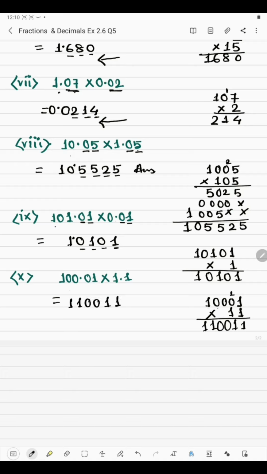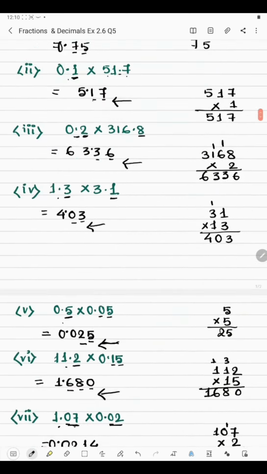So we have 110011. Now we'll check the number of places after the decimal. Here 2, here 1, right? So in the answer the number of digits after the decimal will be 3, because here we have 2 and here we have 1. So 2 plus 1 is 3. So 1, 2, 3, the point will be here. So the answer of the last part is 110.011. So this was the last part of number 5.